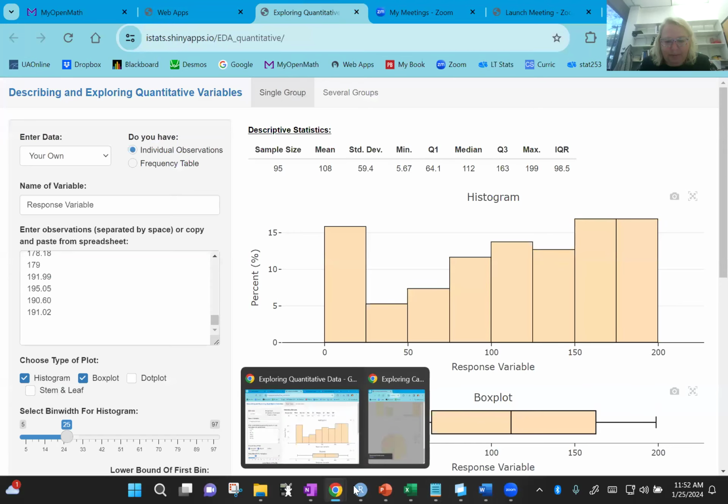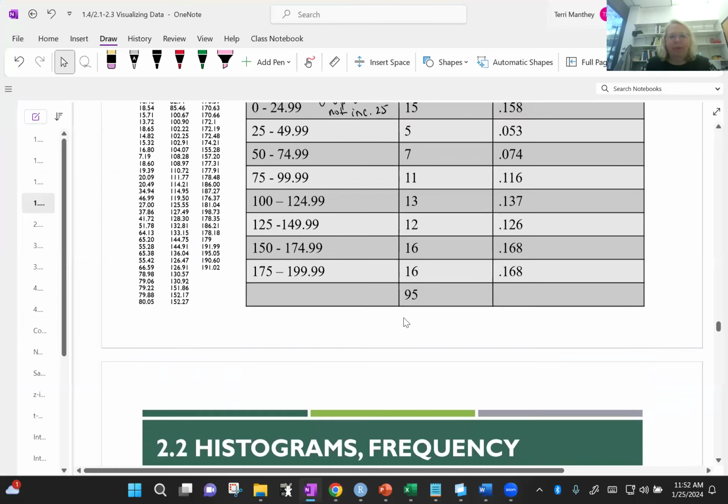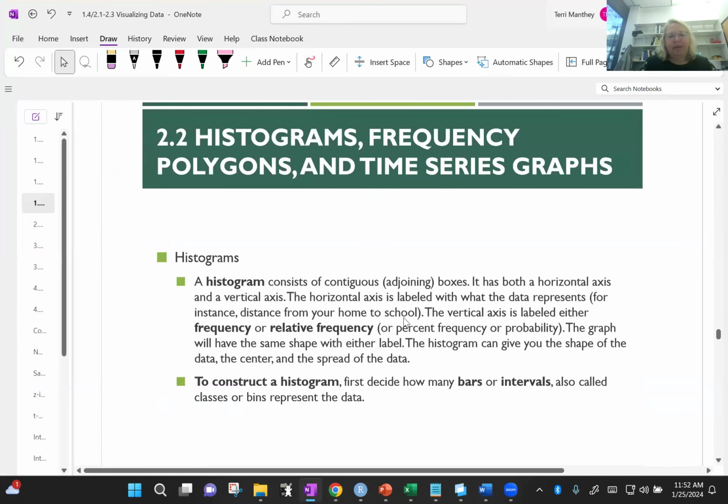So let's talk a little bit more about these histograms. In a histogram, you'll notice that the boxes are adjoining. That's really big in a histogram. I'm pretty much a stickler for a histogram having adjoining boxes. Those should be touching. This data is ordered, and the boxes in a histogram should be touching. I'm kind of strict about it.